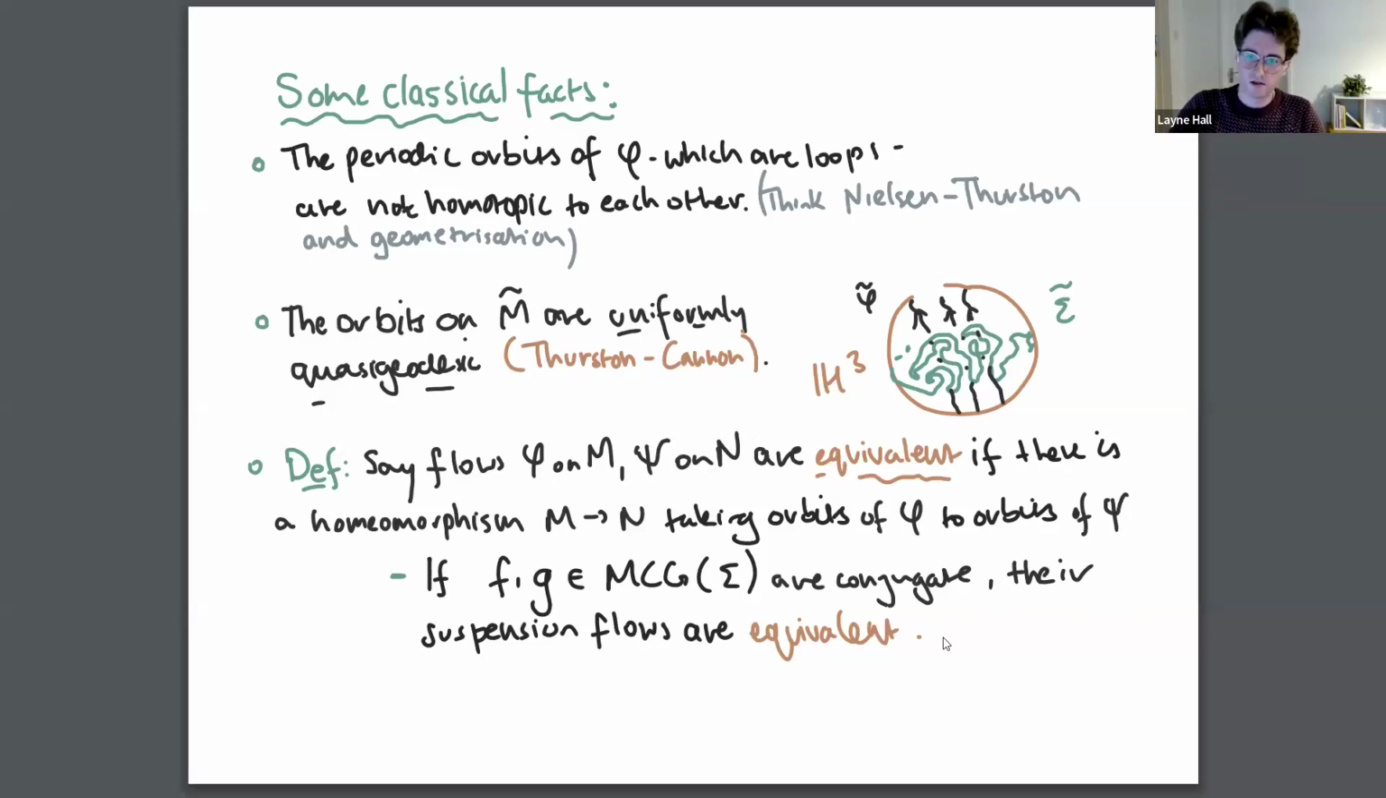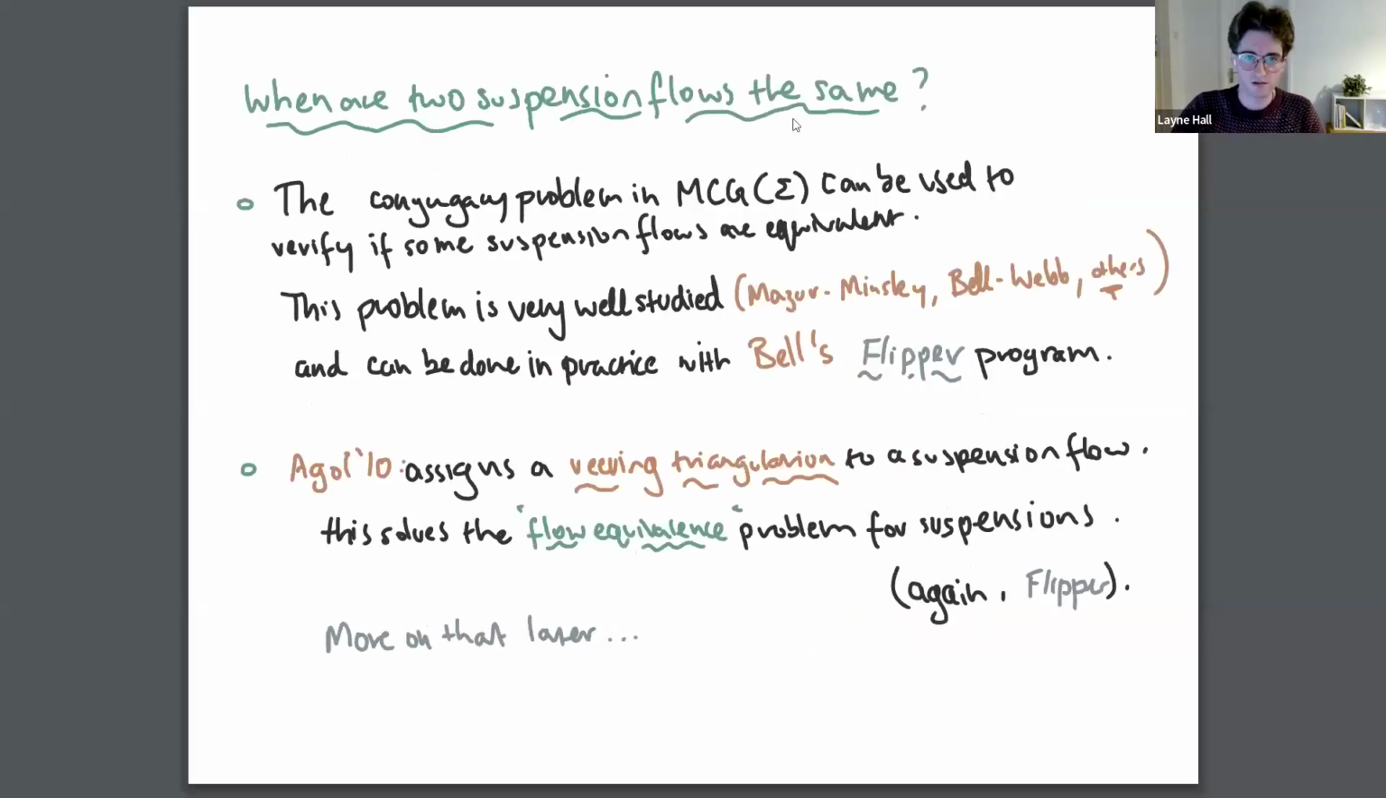And so thinking back to what the snapshot was about: it was studying flows algorithmically. Well, here is a lovely object, the mapping class group, which we're perhaps very familiar with studying in some algorithmic way, right? So it brings us to a natural question: when are two suspension flows the same? And the conjugacy problem in the mapping class group can at least be used to sometimes verify if suspension flows are equivalent. Having the solution isn't good enough to completely solve my blue problem up here, but it's good to verify.